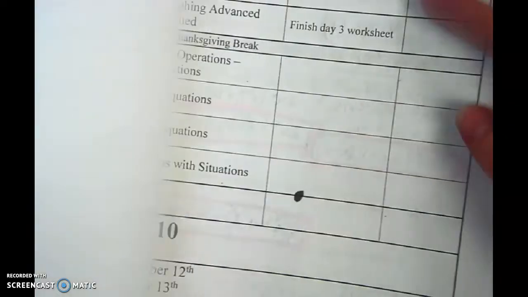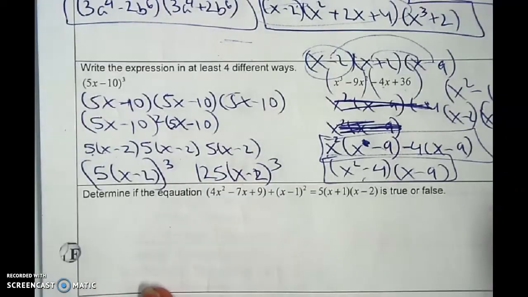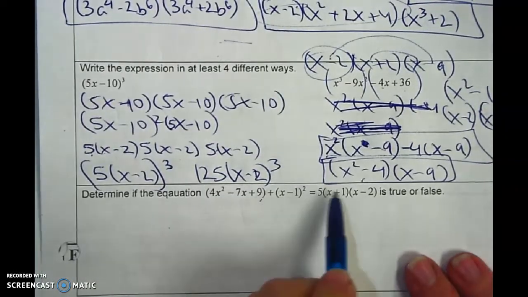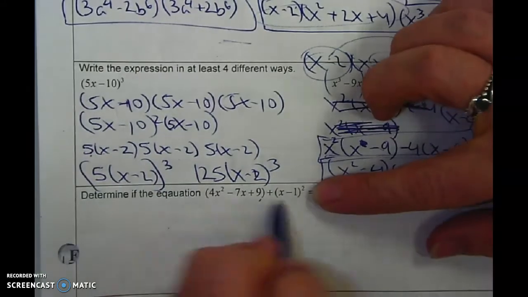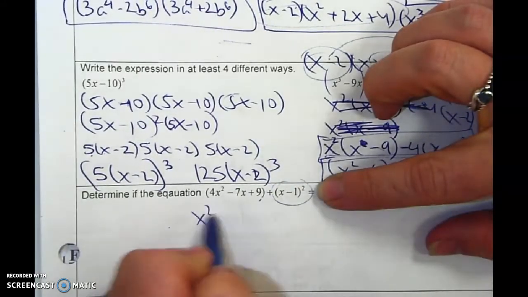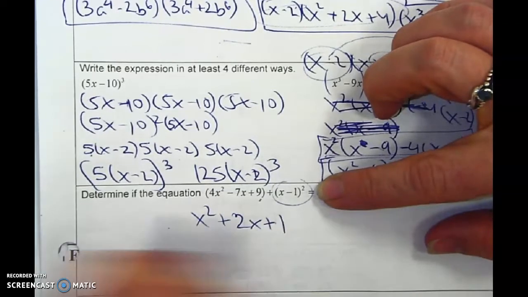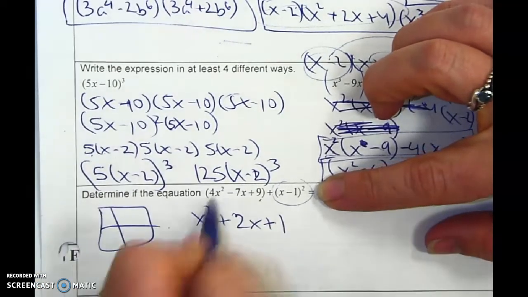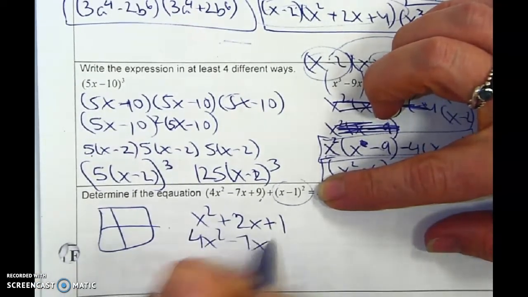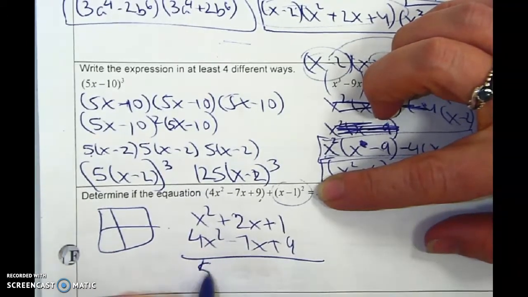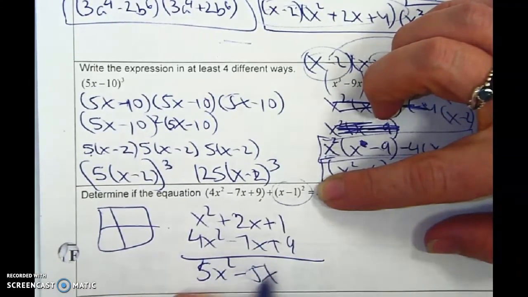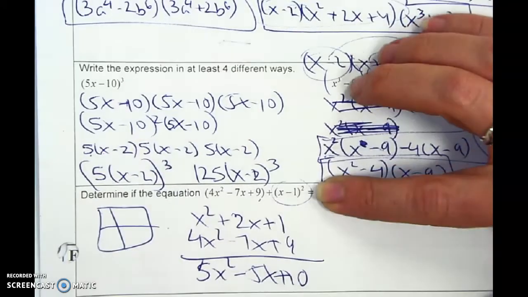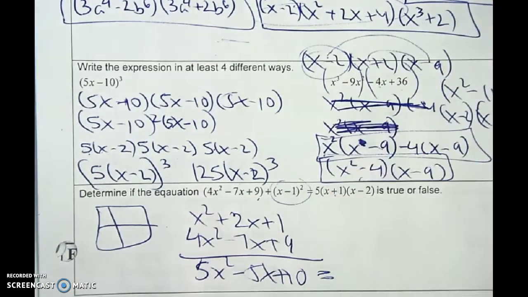Okay. All right, last problem on the page. They want to know if this is equal to this. So let's look here. Box this out. I get x squared minus 2x plus 1. You'll box it out. Add it to 4x squared minus 7x plus 9. I get 5x squared minus 5x plus 10. I'm not solving it. I'm just trying to see if they are equal.